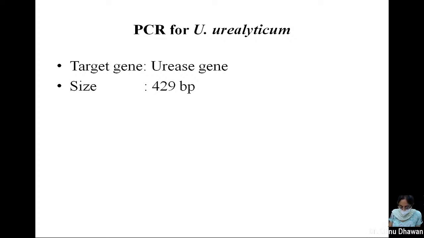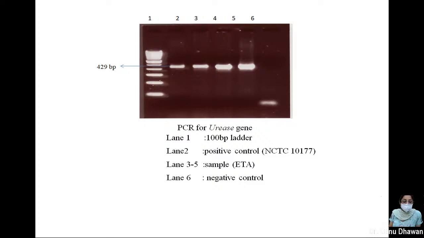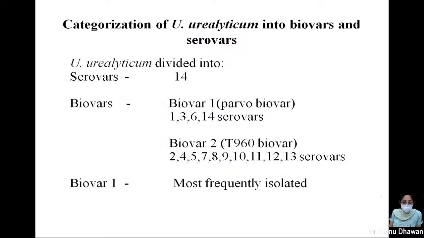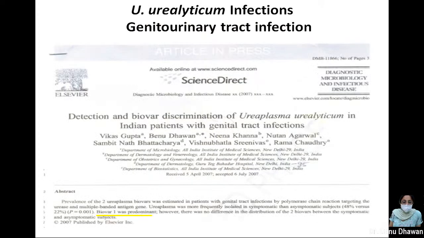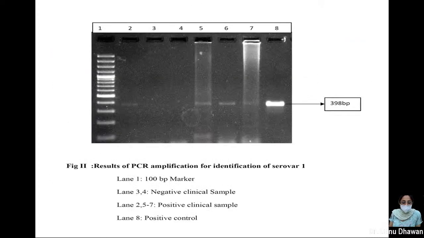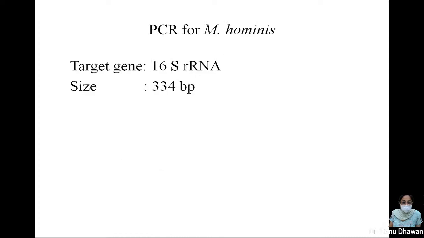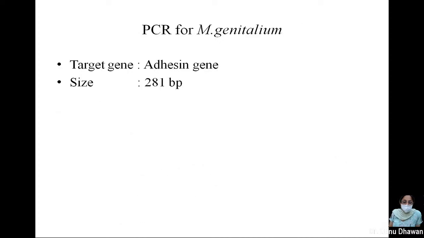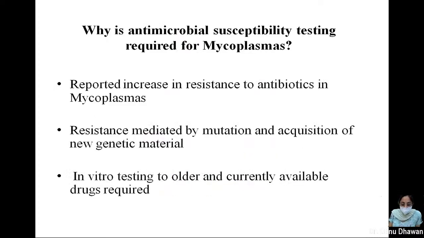Now, the PCR for ureaplasma targets the urease gene, and we also have to detect the biovars and serovars. Then we have PCR for M. hominis, which targets the 16S rRNA gene. Then we have PCR for M. genitalium, which, as I said, targets the MgPa adhesin gene. So mainly for ureaplasma and mycoplasma, we do both culture and PCR. For M. genitalium, we do PCR.